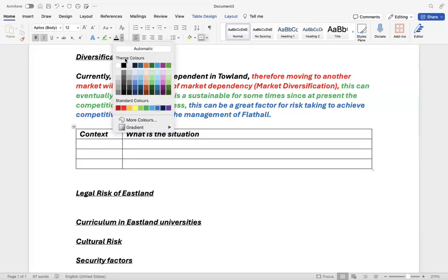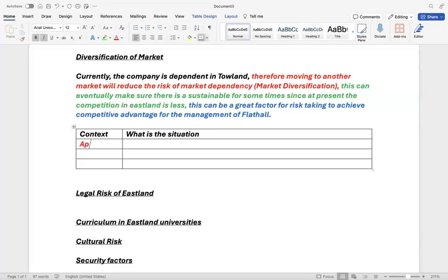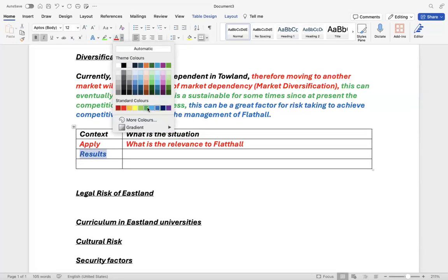And then students, what you have to do next? Apply. You have to do the application. So what is the relevance? What is the relevance to whom, students? Flatthall. So that is another factor to be considered. And then, students, the next one is the results. That means what can happen. Now, if you pursue this strategy, what is the result?